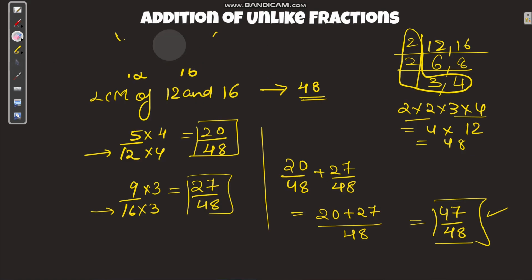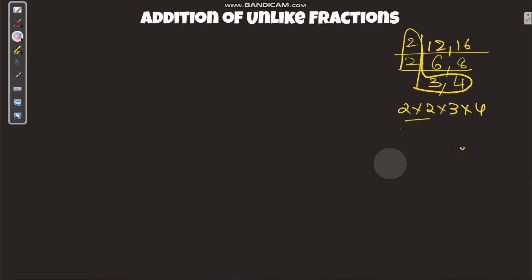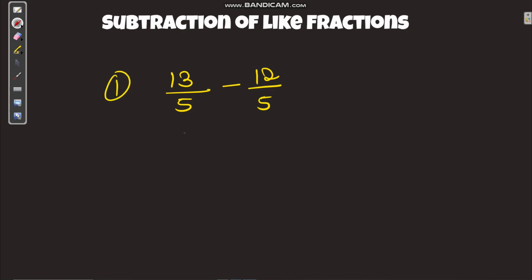Let's move on to the next part, that is subtraction. The method remains the same, only the sign changes, the operation changes. So let's begin and understand how to find the difference between like fractions. So let's take a few examples, that is 13 upon 5 minus 12 upon 5. Now if you notice, both of them are like fractions because the denominators are same. Whenever the denominators are same, you just subtract their numerators.